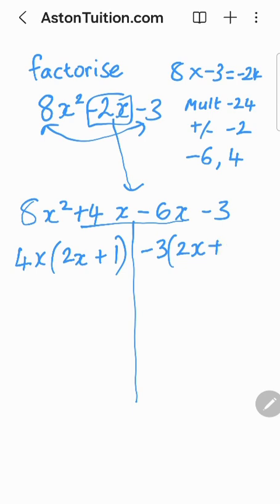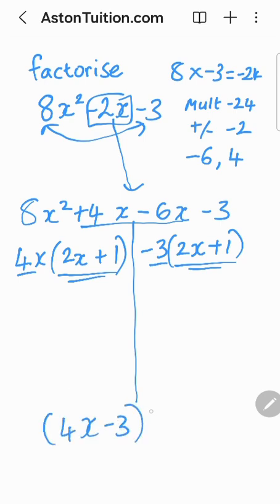2x plus 1. So the interesting thing is the stuff that's in the bracket has to be the same on both sides. If it's not, then you need to go back and try to find the mistake. So the answer will be this 4x minus 3 in one bracket, and then the second bracket will just be the one that is repeated on both sides. Of course, you just write it once, and you can expand that out to check that it does give you 8x squared minus 2x minus 3.